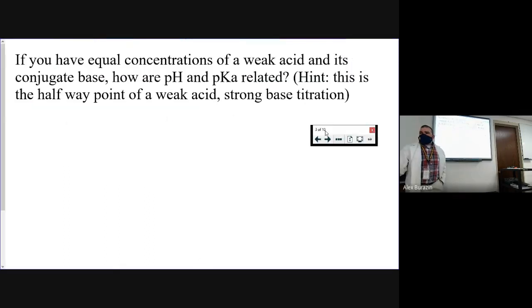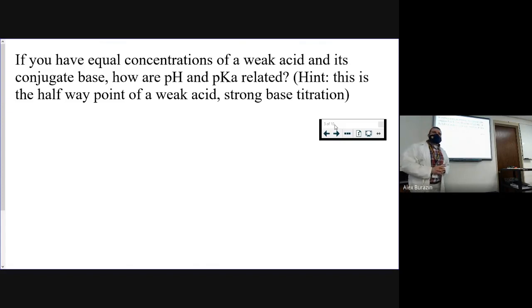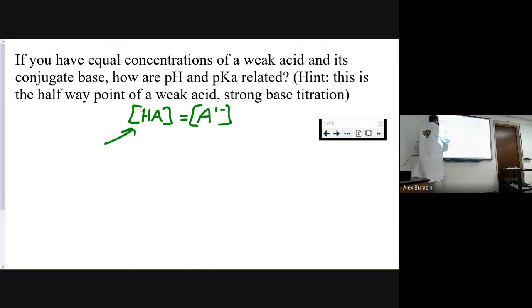If I have equal concentrations of a weak acid and its conjugate base, how are the pH and pKa related? If I have equal molarities of weak acid and its conjugate base, how are the pH and pKa related? That's your weak acid, right? That's your conjugate base.